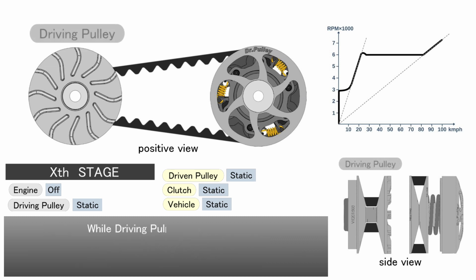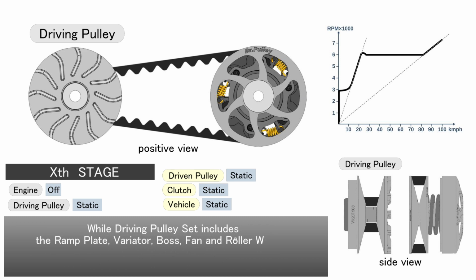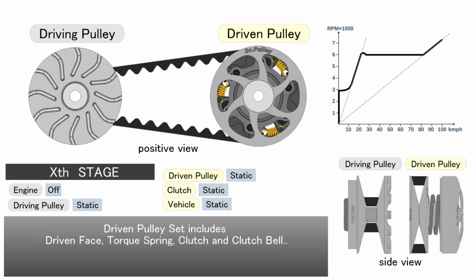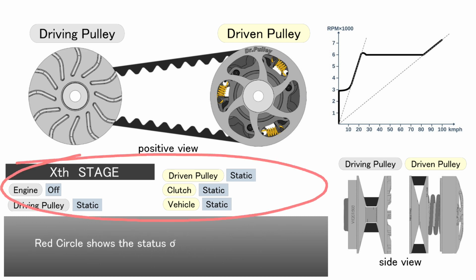The driving pulley set includes the ramp plate, variator, boss, fan and roller weights. The driven pulley set includes the driven face, torque spring, clutch and clutch bell. The red circle shows the status of each part of the vehicle.